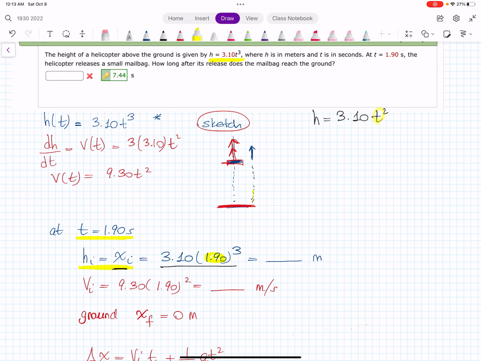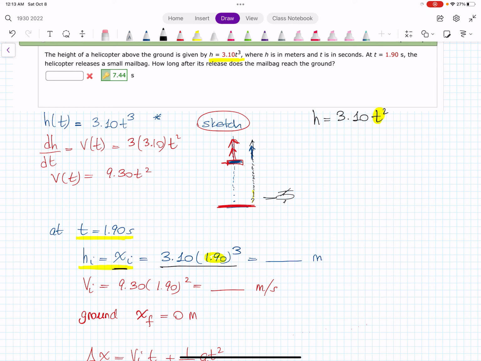If you were to plug in 0, the moment you start counting time, where is the helicopter? h equals 0. 3.10 times 0 is going to give you 0. So the helicopter is on the ground, right? Then you can plug in 1 second, 2 seconds, 3 seconds, and you're going to see the position as a function of time. You're with me so far?